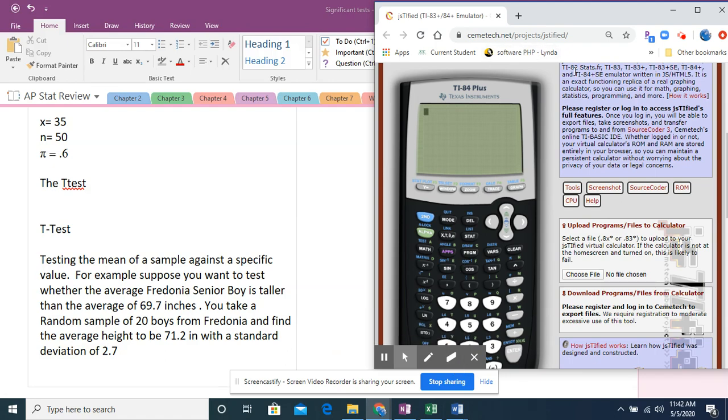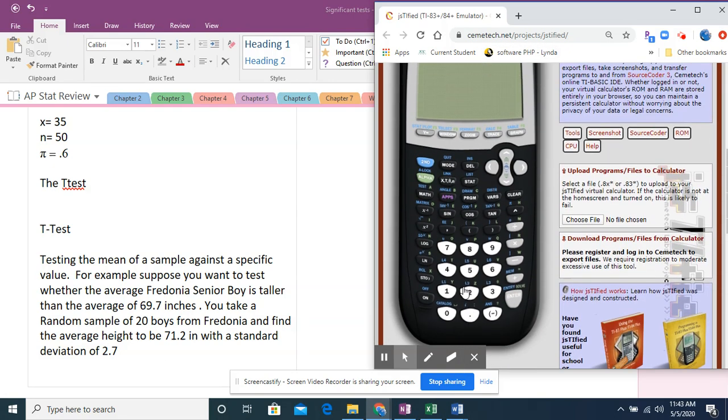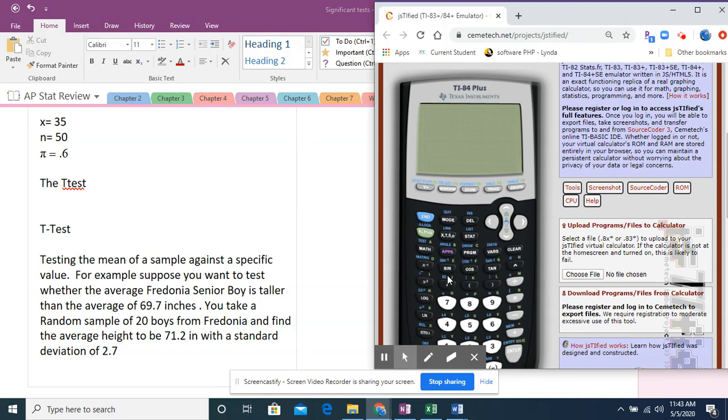Well, to do this, you're going to turn your calculator on. You're going to go to Stat, Test, and this is a t-test. So when you're using this test, you're going to say, I am performing a t-test on a sample. Chances are you're going to have the stats. If you want to put the data in a list, you can. It will be under data, and then you put the list.